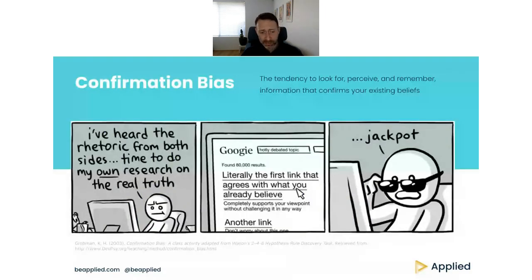So confirmation bias is the tendency to look for, perceive, and remember information that confirms your existing beliefs. This is a great comic, and I think maybe many of us can see ourselves in it. Say we have a conversation with a friend where we disagree, and you go, right, I'm going to go find the truth, or I'm going to go find data out there to support what I say. And we all think we have the best of intentions. We go online and we find the first thing that agrees with what we're saying, and then we go, yeah, here it is, gotcha. Whereas I think actually what's going on there is confirmation bias.